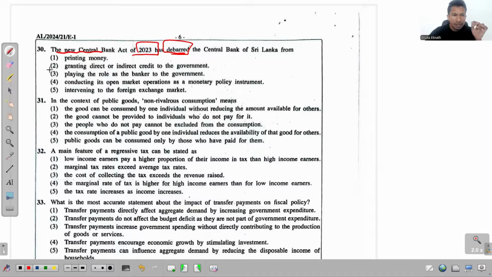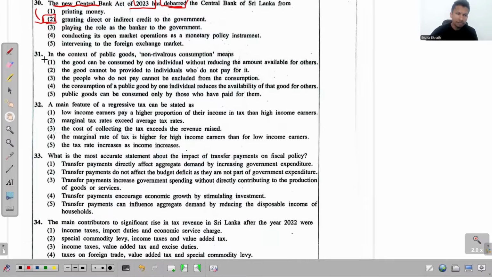And hence, the answer for question 30 is the second one. Since this is a fact, there's no point in going through the other options. Right, look at question 31.